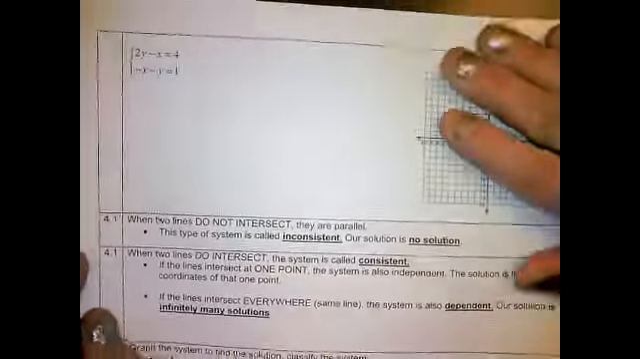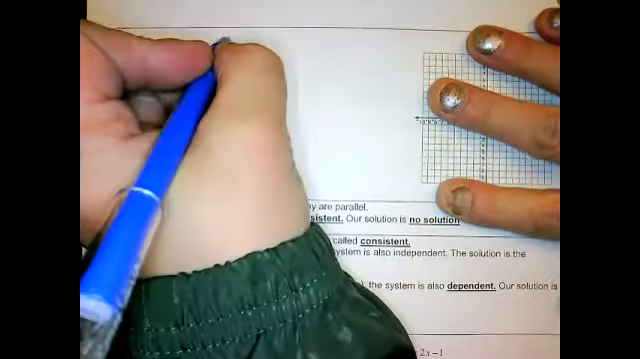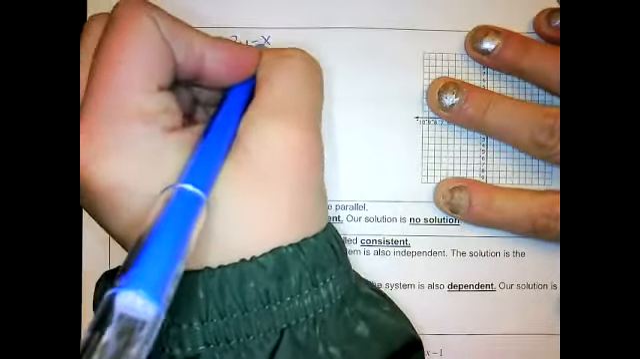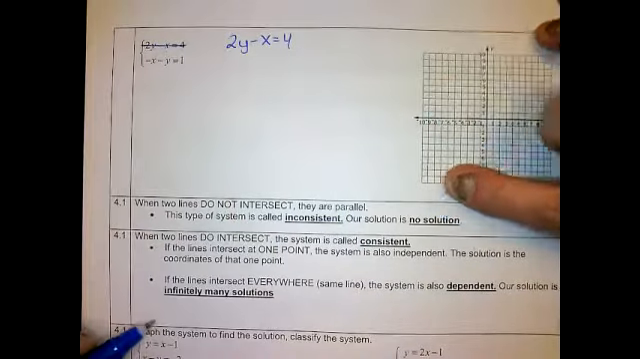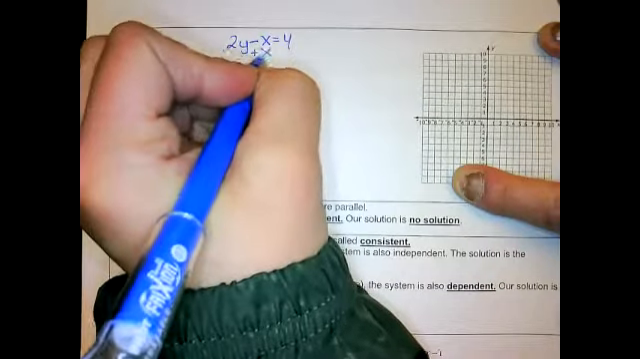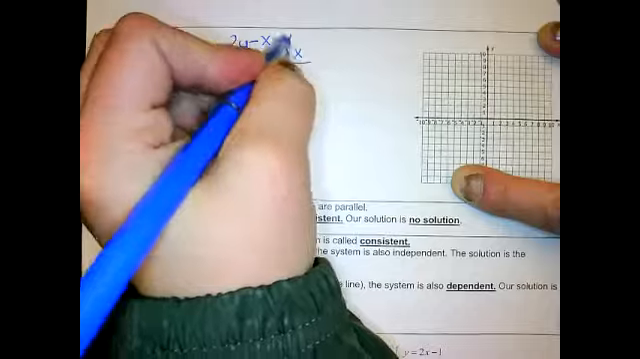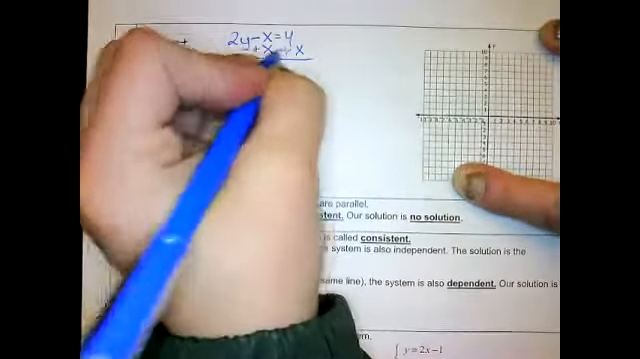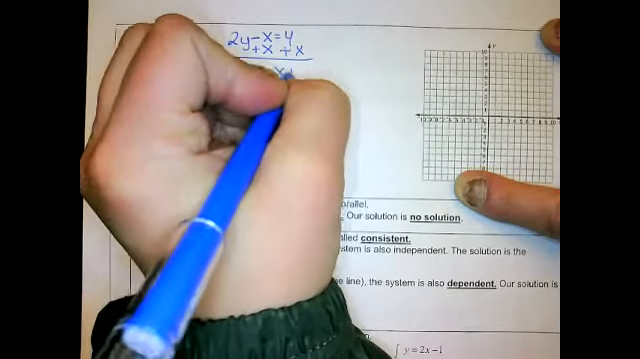Let's do one more before we talk about some items that you need to know about this. Okay, so this next one is 2y minus x equals 4. Okay, so I've rewritten that. It is not in slope-intercept form. So the first thing I always need to do is move my x's to the other side. There should be a plus x. So that's going to be 2y equals x plus 4.